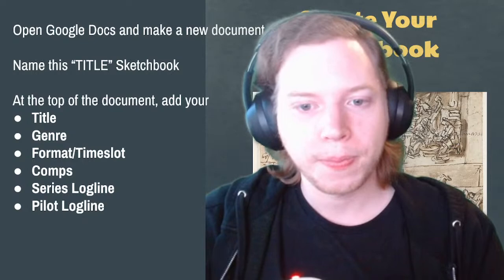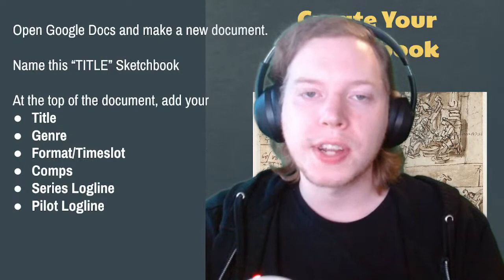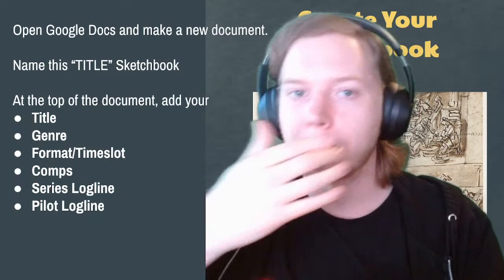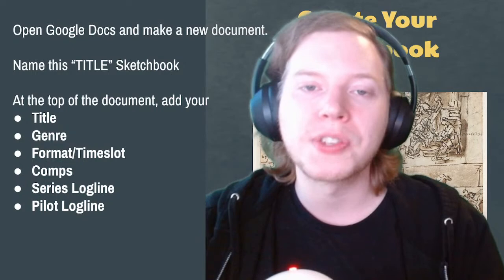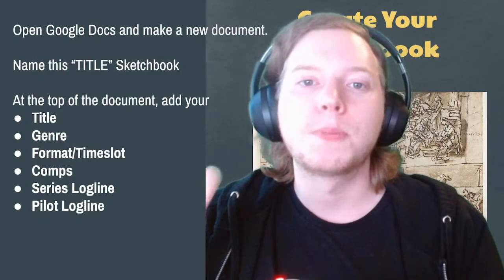So what did we go over? Title, genre, format and time slot, comps, series, and pilot loglines. So a TV show has two separate loglines. Again, a logline is one single sentence that expresses what the show is about. But we need to express that in two different shapes, or two different contexts. In the broader shape, we have the series logline, one sentence that expresses what we're doing in the whole show. And then the pilot logline is zeroing in on just that first episode, the first half hour or hour, and saying specifically what happens in that story.